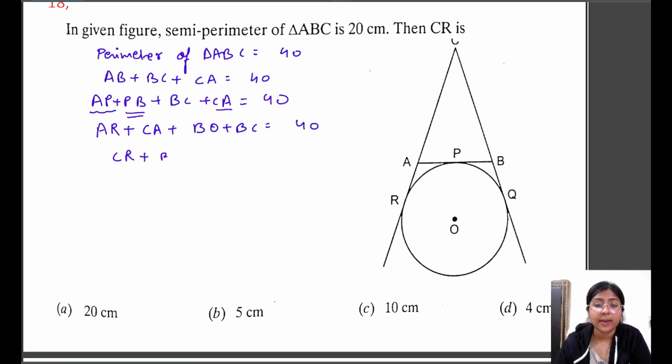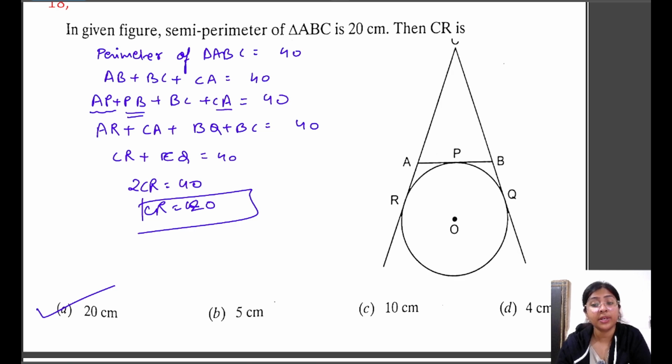CR plus CQ is equal to 40. Yes or no? They are asking the length of CR. Since CR and CQ are equal to each other, twice of CR is equal to 40. The length of CR is 20 centimeters. Which option? Option number A.